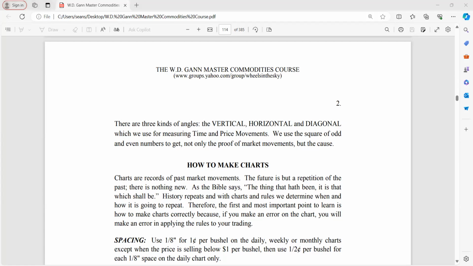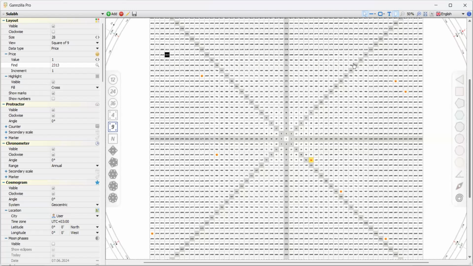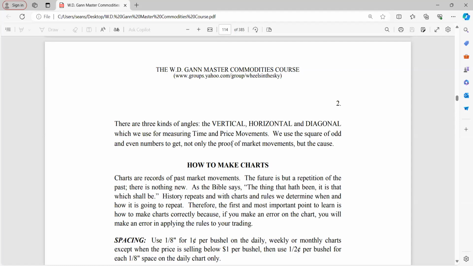Got it. All right, okay. So these angles, the cardinal and diagonal cross, are 45 degrees from 1, and that's what I go over in the square of 9. Got it. Geometric angles, we're going to be using diagonals. And where are we going to use diagonals from? We're going to use them from highs and lows. Perfect. Okay. Which we use for measuring time and price movements.